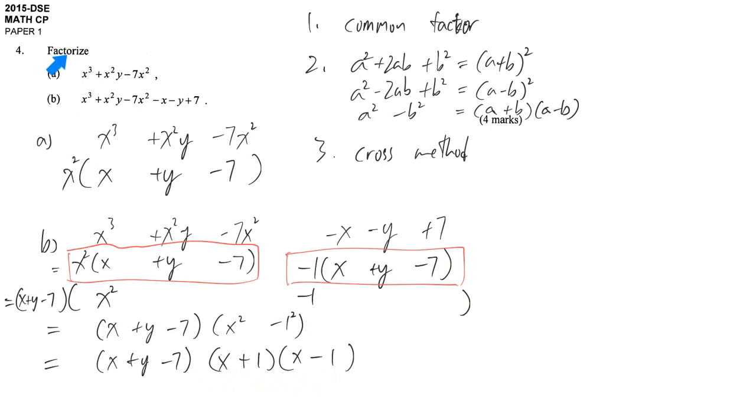The requirement of factorize means you have to factorize it until you can't further factorize. So no common factor, power of 1. No common factor, power of 1. No common factor, power of 1. Then you confirm this is the simplest form. And we finish the question.